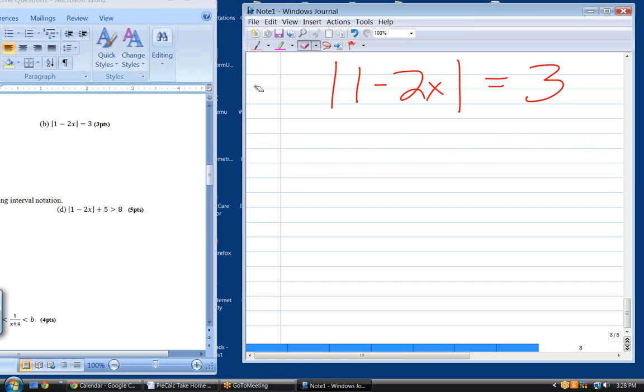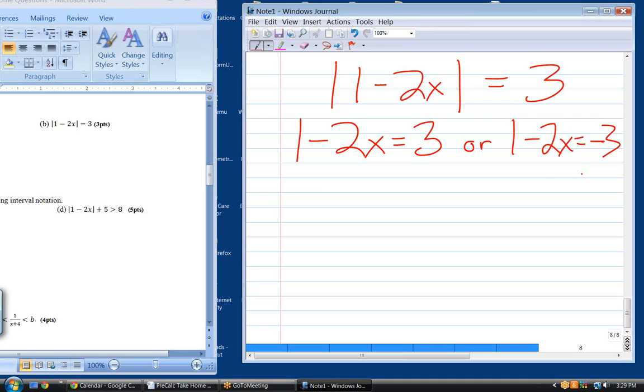Okay, so what does this mean? So would that mean 1 minus 2x equals 3? Or, there's always an or. 1 plus 2x. No, never change what's inside the absolute value sign. Okay, so 1 minus 2x equals negative 3. There you go. And now notice you have two different equations.